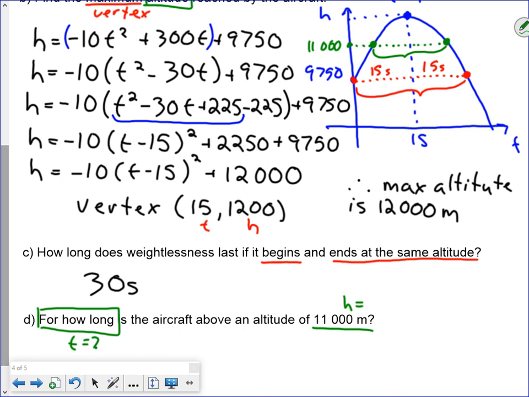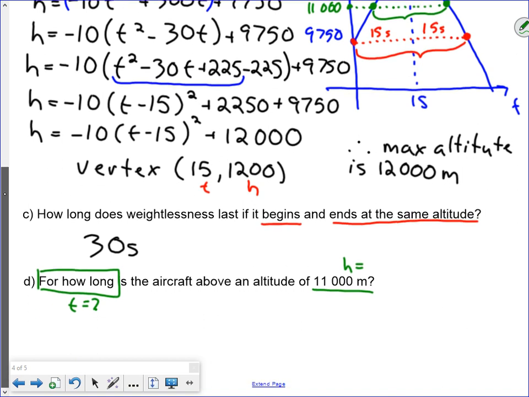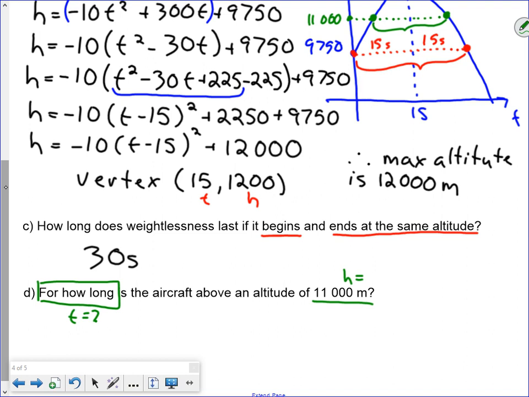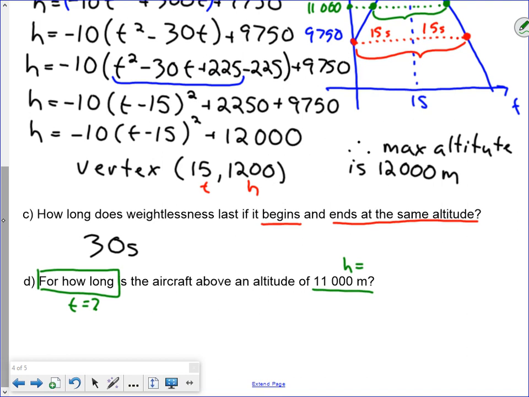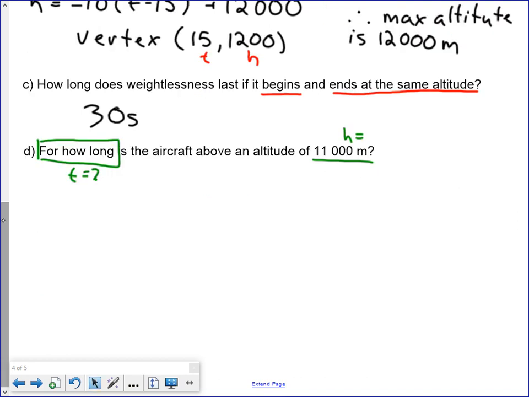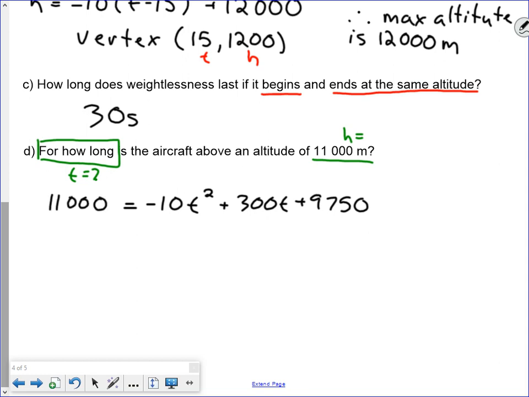So what we want to do is find the coordinates of those two green points that I've just put on the graph. How are we going to do that? Well, they're giving us a value for h, which is 11,000. Let's sub that into our equation for h. So our equation is h equals negative 10t squared plus 300t plus 9750. And in for h, I'm going to sub 11,000. We want to solve this for t.